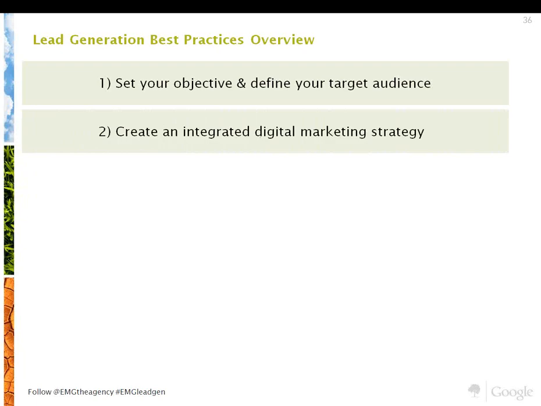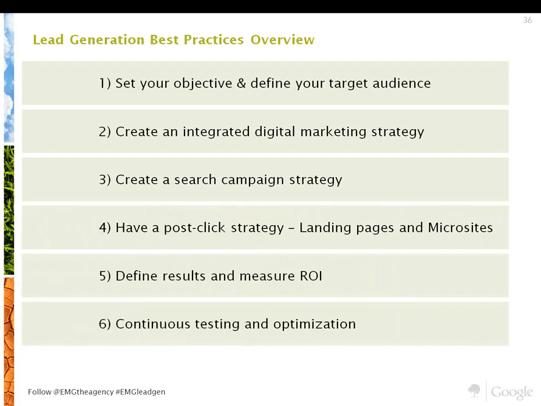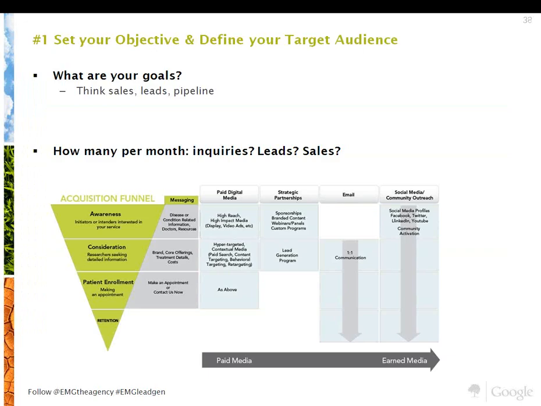So two, create an integrated digital marketing strategy. Third, create a search campaign strategy. Four, have a post-click strategy, define results and measure ROI, and finally, continuously testing and optimizing. So let's go through this. Number 1, defining your objective and your target audience.